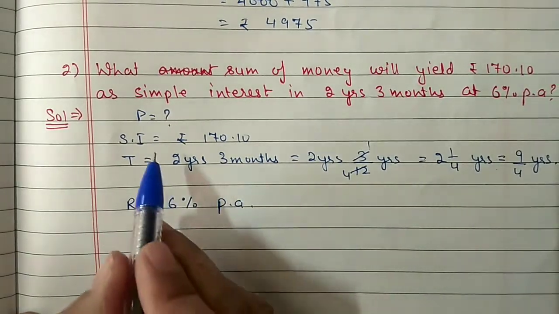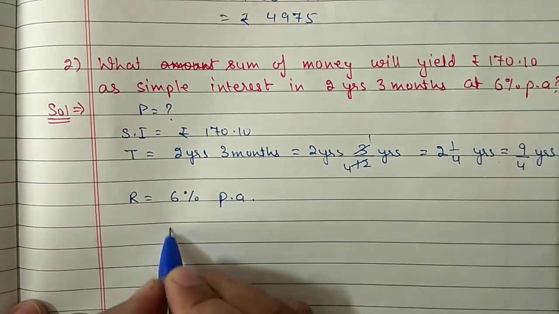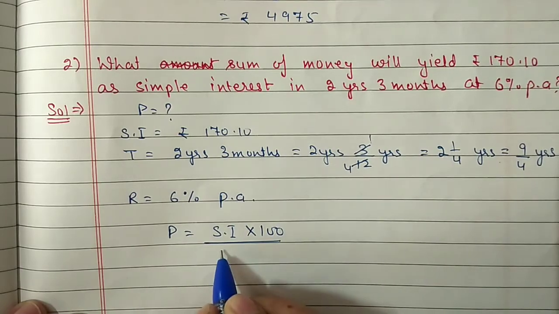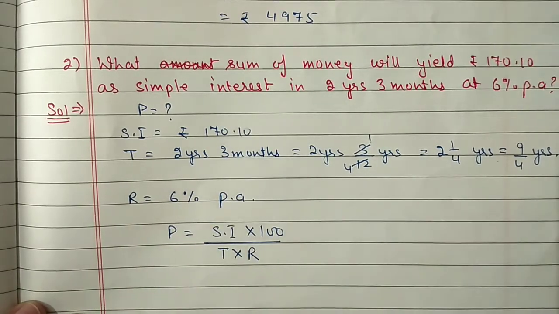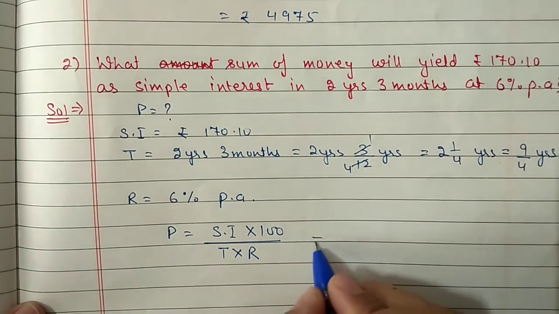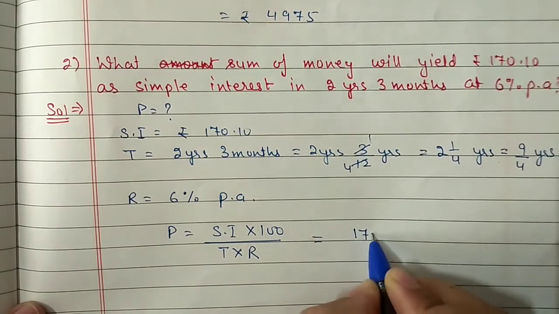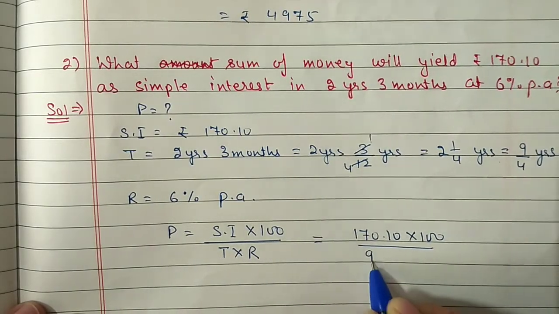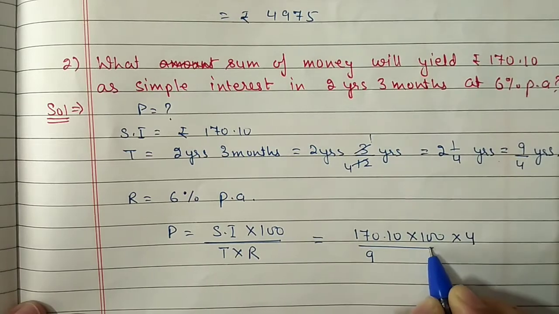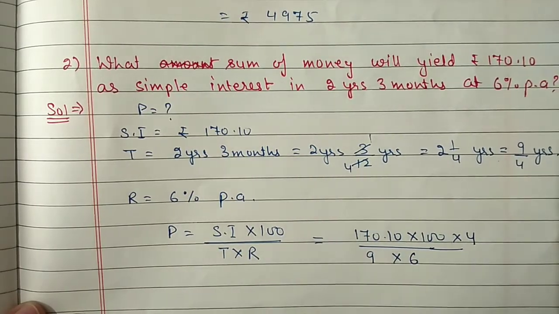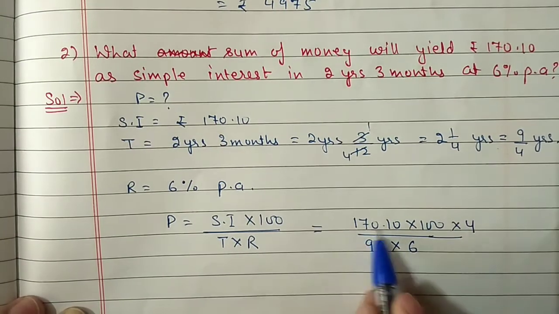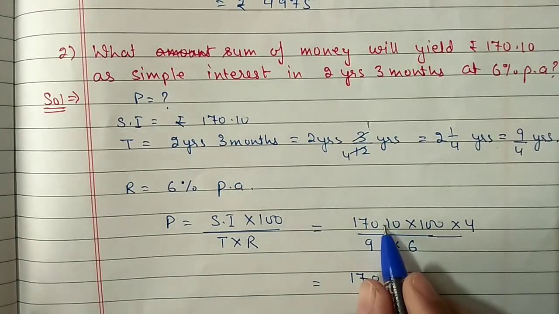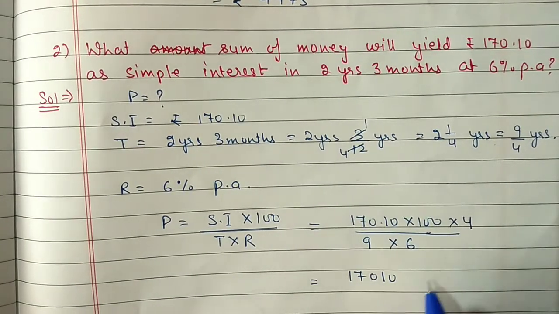Now we have to find out P, so we will use the formula for P. P is equal to SI into 100 divided by time into rate of interest. Substitute the values. Simple interest is 170 rupees 10 paise into 100, divided by time, which is 9 by 4. So the 4 will go up, into the rate of interest 6. Now we can do the cancellation, multiply this and this, then you will get 17010.